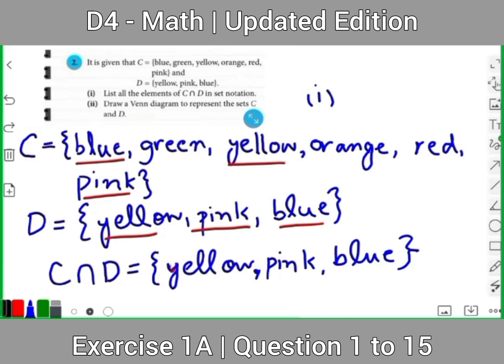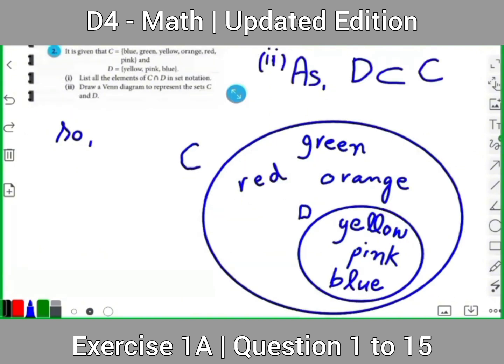From this, we can also interpret another fact that we have learned. Here, C intersection D is equal to D, which means D is a subset of C. As we can see that the set D is a part of set C, or mathematically we can say that D is a subset of C. So if we have a case in which one set is a subset of the other set, then we will draw a Venn diagram in such a way that the subset is drawn inside the circle of the main set.